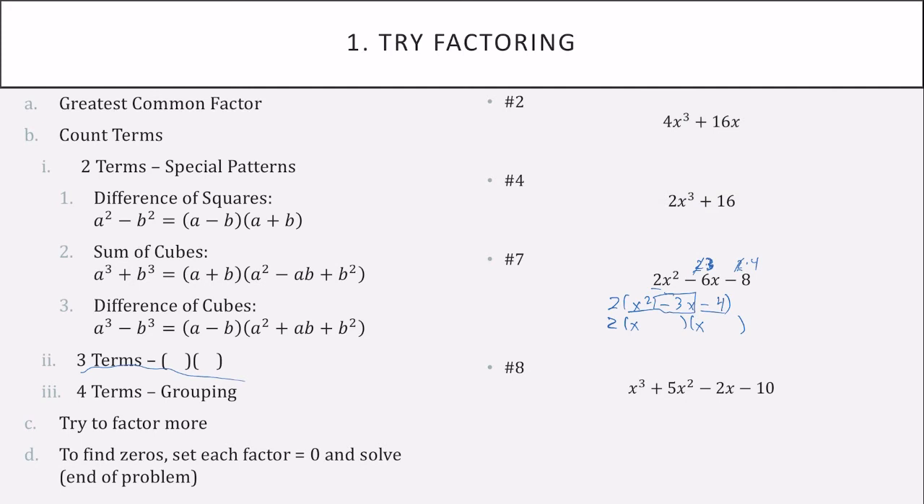All right, so what else times what else makes negative 4? Well, how about negative 4 and 1? Does that add up to make my negative 3 in the middle? Yeah, negative 4 plus 1 is negative 3, which is the middle. That's what we want. So that's factored. To find the zeros, we'll take each factor, not the 2, because 2 doesn't equal 0, set it equal to 0, and solve for x. So I'll get x equals 4, and x equals negative 1.